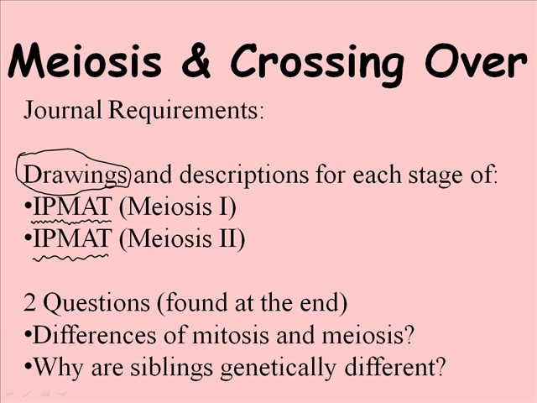First off, I want you to compare the differences between mitosis and meiosis, and not just that the words are similar, but they are very different things. Maybe a T-chart would be a good way to answer that. The second question is getting at, why are siblings genetically different? Why are you and your brother, you and your sister, not identical? So let's dive in. Meiosis and where genetic variation stems from.